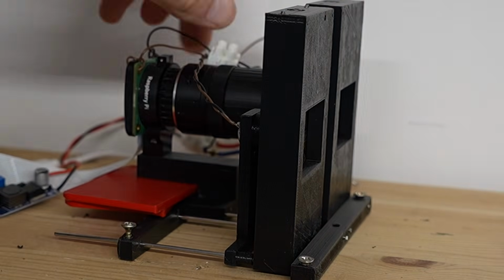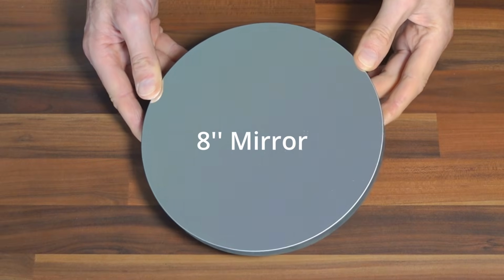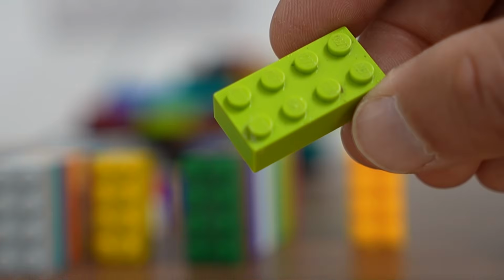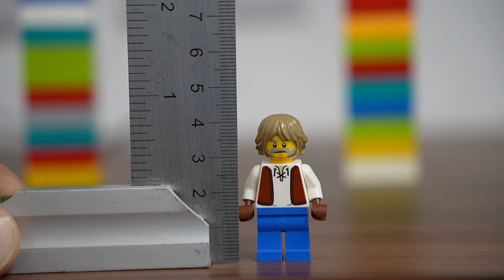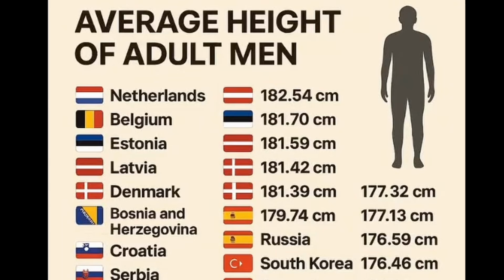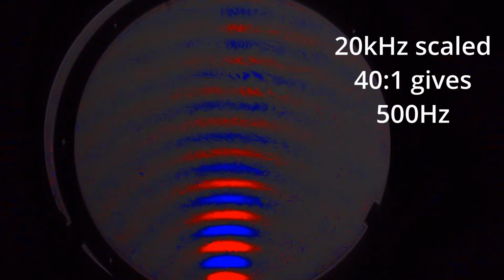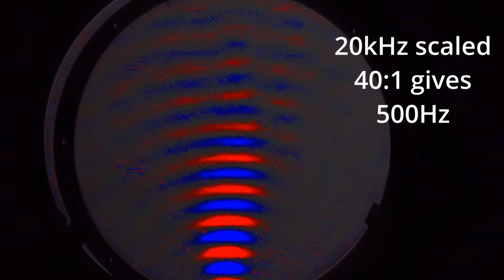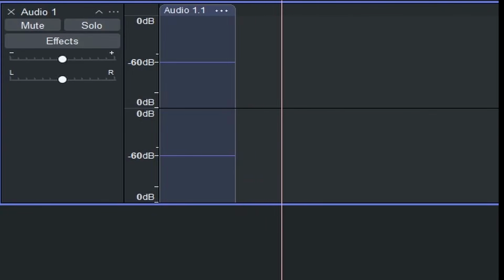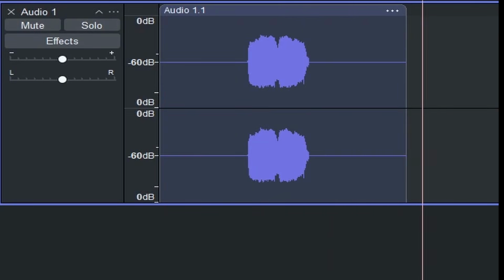But first I need to scale everything down, including the sound waves, so they fit inside the 8-inch scan area. It turns out that Lego is really good material acoustically to get a 40:1 scaling of the real world. For the sound source, this cat repellent speaker emits a 20 kHz tone, so scaling at 40:1 gives me a 500 Hz wave, which puts us right in the middle of the vocal pronunciation range.